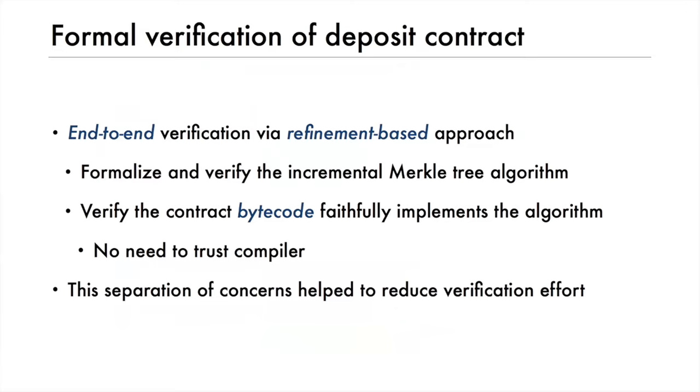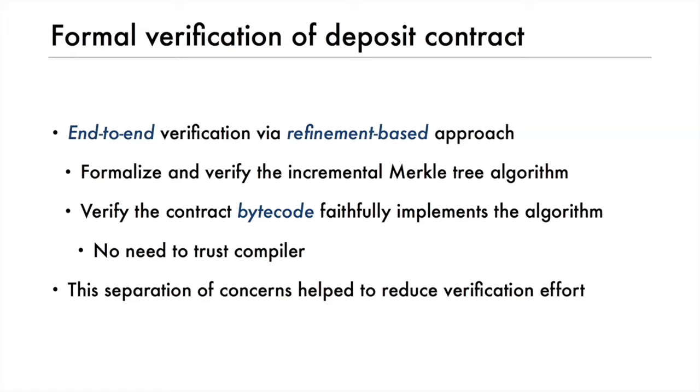To have an end-to-end guarantee with a reasonable amount of effort, we use the refinement-based approach as follows. We first wrote a formal model of the deposit contract in the K framework, which essentially formalized the incremental Merkle tree algorithm. We proved its correctness, that it computes the same root hash as the original algorithm. Then, using the same K framework, we formally verified that the compiled bytecode of the deposit contract is a refinement of the formal model. At this point, we don't need to reason about the algorithm correctness anymore, but only ensure that the bytecode faithfully captures the algorithm itself. Putting these two together, we conclude that the compiled bytecode computes the correct root hash of the Merkle tree representation of the deposit ledger.